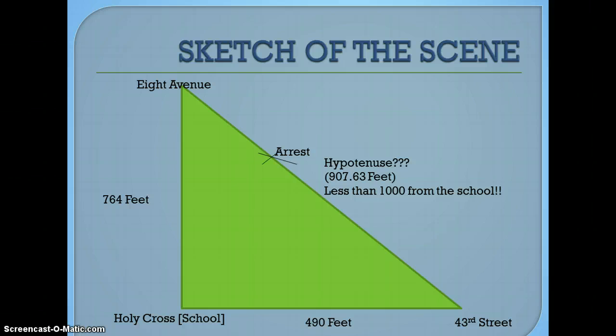This is the sketch of the scene. As you can see, 8th Avenue is one side and the line from 8th Avenue to 43rd Street is the hypotenuse. The school to 43rd Street is 490 feet. 8th Avenue to Holy Cross is 764 feet. Using this, we can calculate the hypotenuse and figure out that the distance is less than 1,000 feet from the school. The right angle, yes.